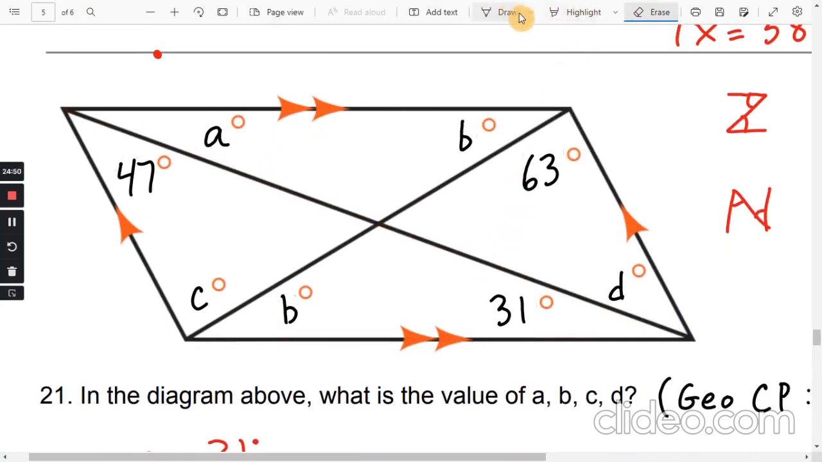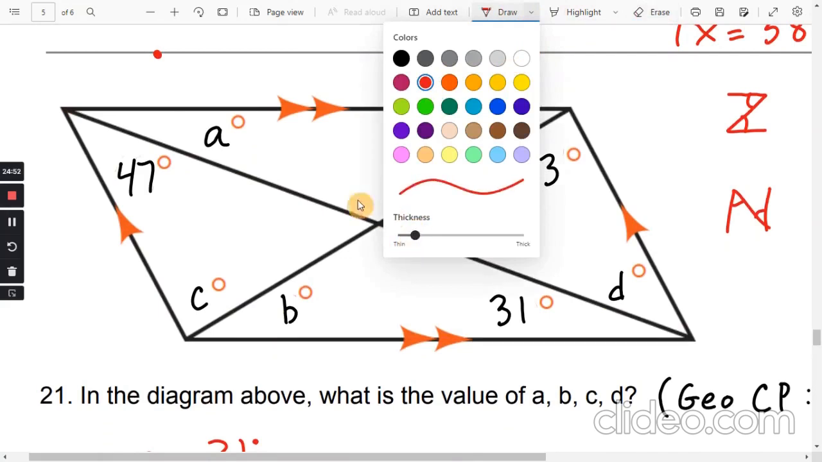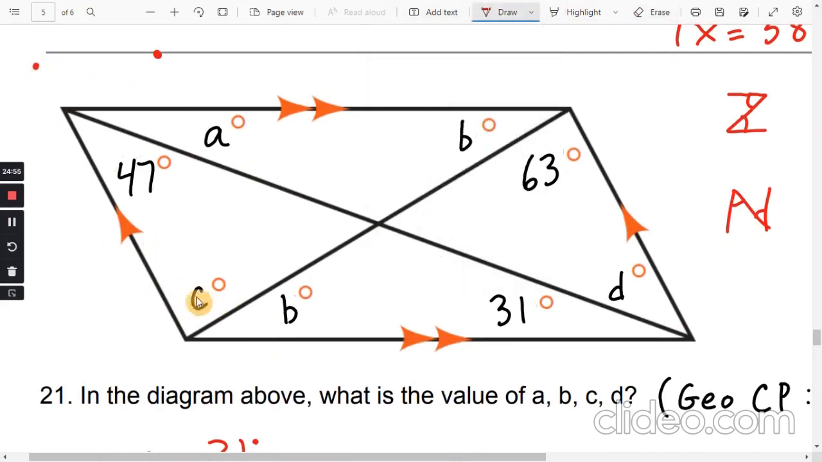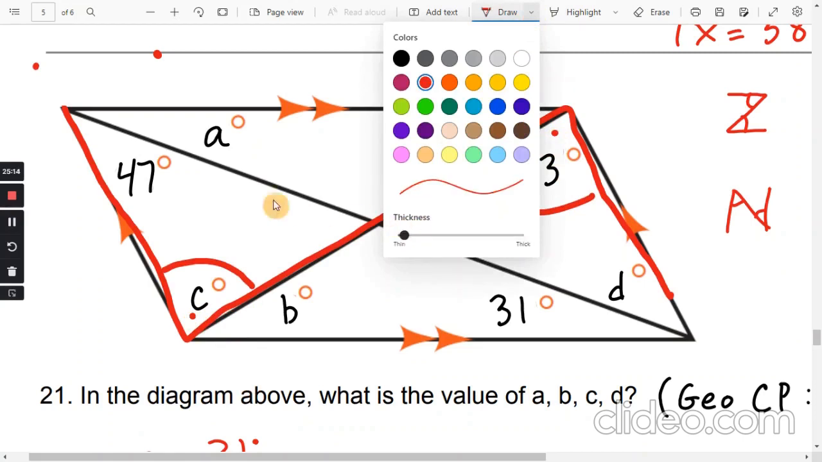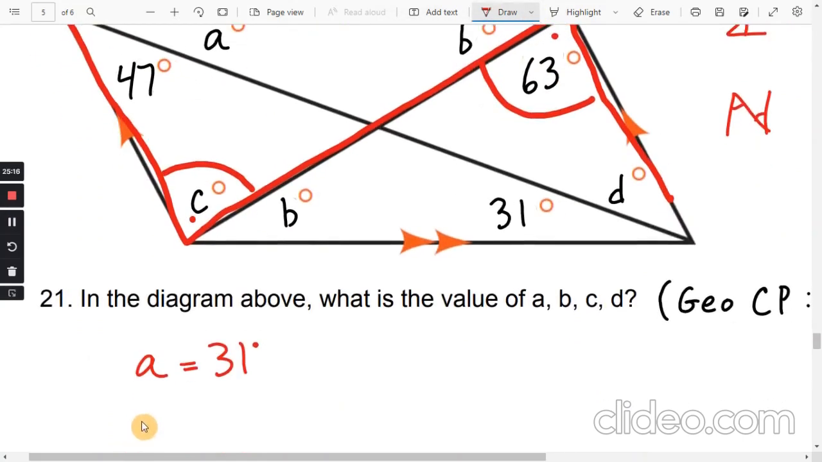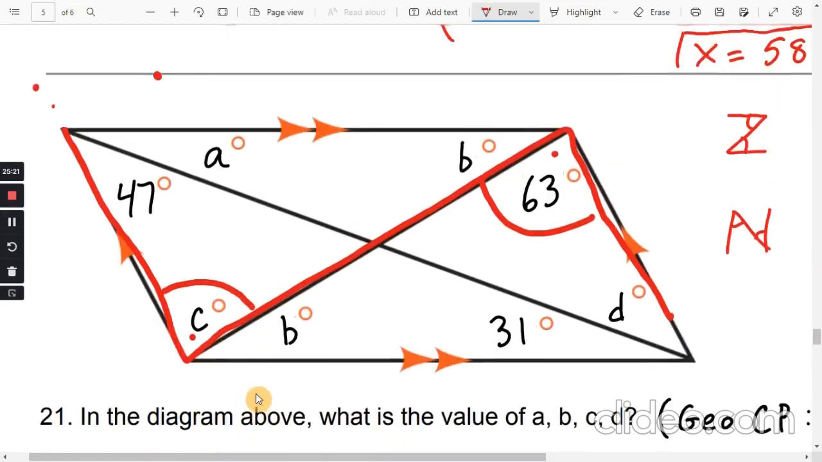So let's do it again. Let's look at angle C right here. I'm going to wrap around angle C with the N or the Z. So angle C and angle 63 are both inside. That's alternate interior. So C is 63.